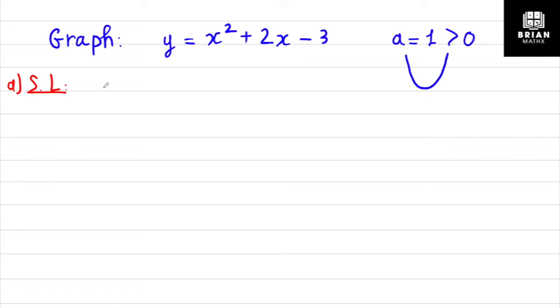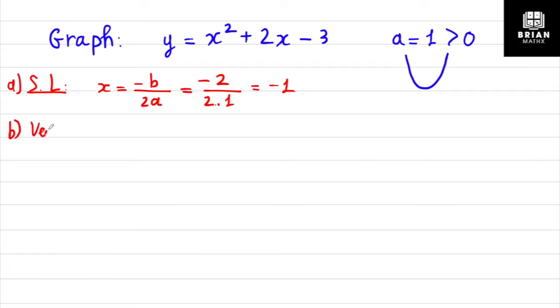The symmetrical line has the formula x equal to negative b over 2a. So negative b means negative 2, because the value of b here is 2, over 2 multiplied by 1, because the value of a is equal to 1. So that's why you've got the symmetrical line is x equal to negative 1.